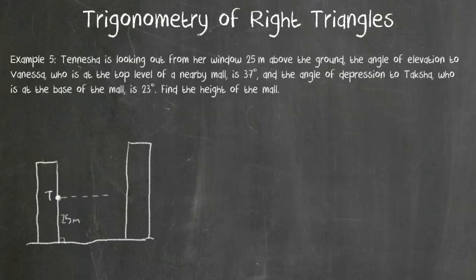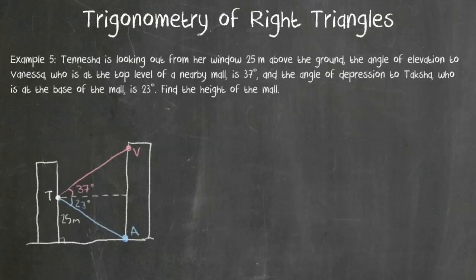Again, we have the angle of elevation; the angle of depression is measured from the horizontal. So we draw a horizontal line from Tanisha's location, with an angle of elevation to the top of the mall. The angle of elevation is 37 degrees above the horizontal. And this is to our friend Vanessa, point V. We're also told that she has an angle of depression of 23 degrees to Tanisha, and we'll denote that with an A.